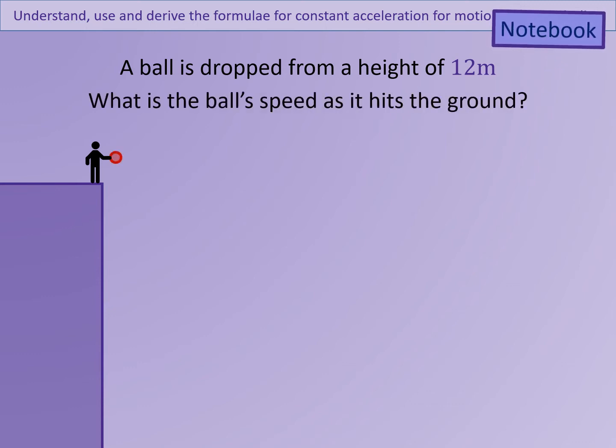So we're going to consider if a ball is dropped from a height of 12 meters, what its speed will be when it hits the ground. Now, because we know it has a constant acceleration due to gravity of 9.8 meters per second squared, we can use the Suvat equations for this, considering the vertical direction of the object.